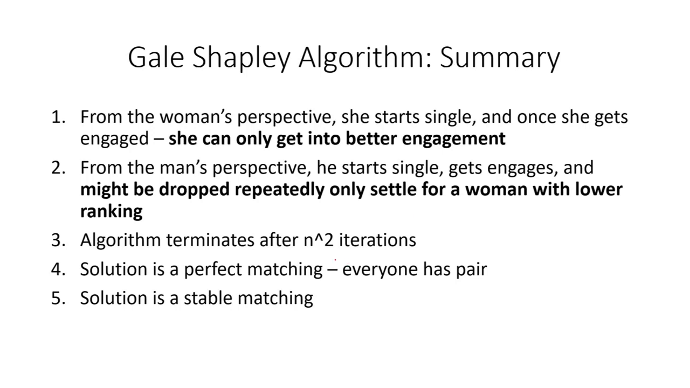As I said before, the time complexity is big O of n square, so the algorithm terminates after n square iterations. The solution is a perfect matching, which means that everyone has a pair, no one is single, and the solution is stable. There is no rogue couple.